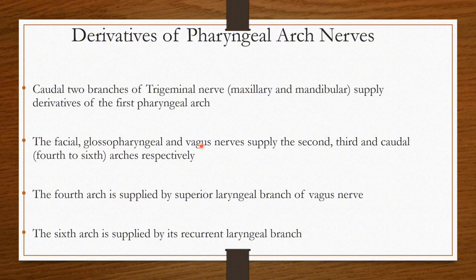So the branch of the vagus nerve which is supplying the fourth arch is the superior laryngeal branch, and this is the reason why the cricothyroid muscle is supplied by the superior laryngeal nerve of the vagus nerve. The sixth arch is supplied by the recurrent laryngeal branch, and this is the reason all intrinsic muscles of the larynx are supplied by the recurrent laryngeal nerves because they are derived from the sixth arch, except that of the cricothyroid muscle, which is supplied by the superior laryngeal branch because it is a derivative of the fourth arch.